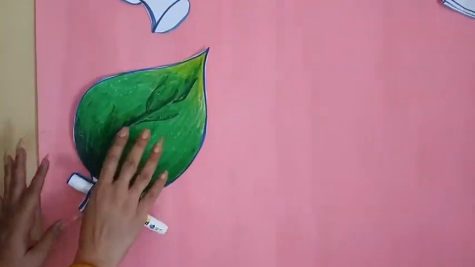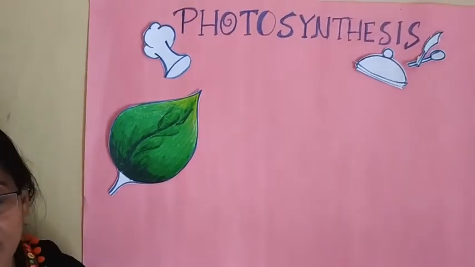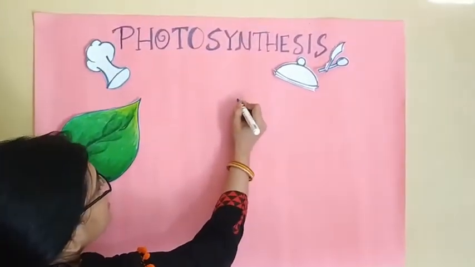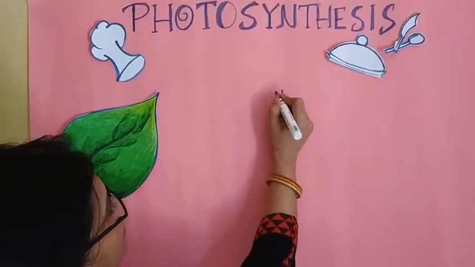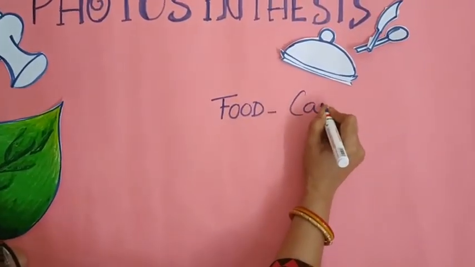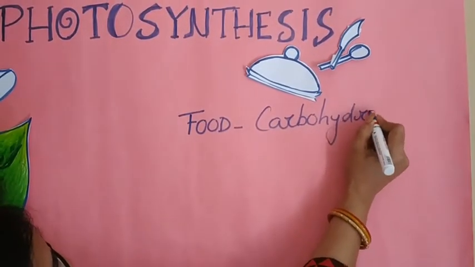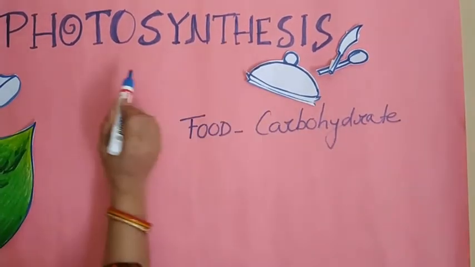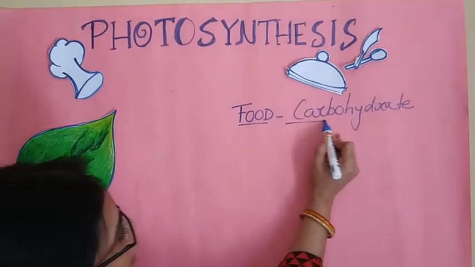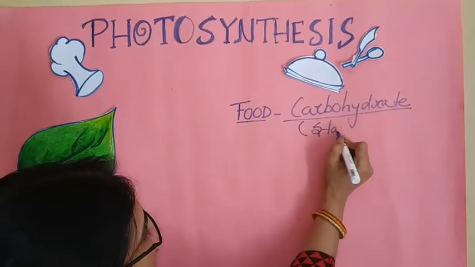Now, in photosynthesis, what is prepared? What is the food, the product of photosynthesis? The food is the carbohydrate. So the process is photosynthesis, the kitchen is the leaf, and the food is the carbohydrate that is stored in the leaves in the form of starch.